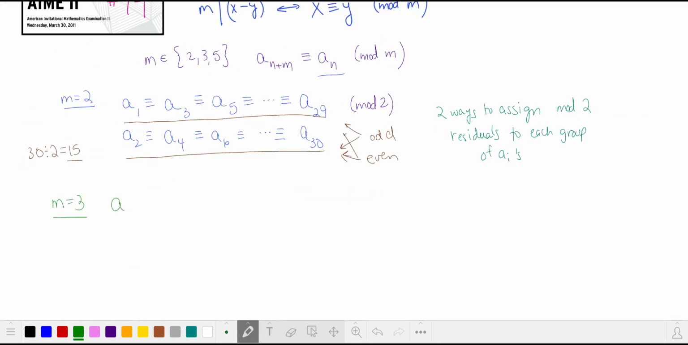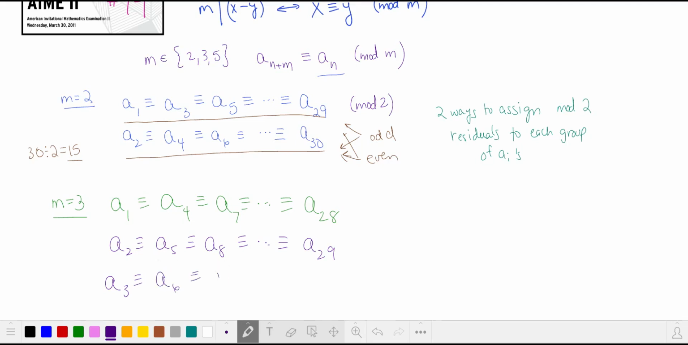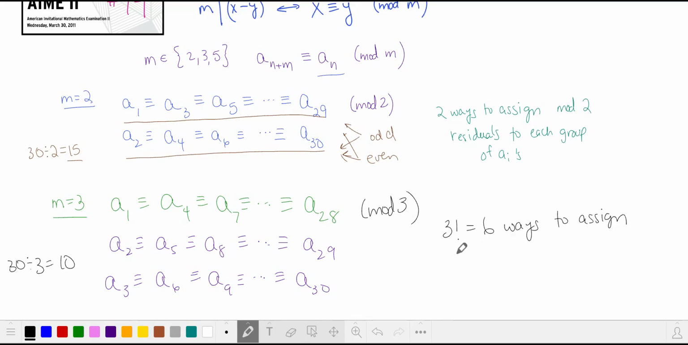If we start with our first term, a sub 1, it's going to be equivalent to a with a subscript that's 3 more than 1, or a4, and so on. This will be equivalent to a7. Our last term that fits this pattern is a sub 28. If we start with a2, this is going to be equivalent to a5, and so on, up to a sub 29. And then if we start with a sub 3, we get all the multiples of 3 here, up to a sub 30. We have three groups of terms with 10 terms each. These are all equivalent in mod 3. So let's say that there are 3 factorial, or 6 ways, to assign one of the mod 3 residuals, either 0, 1, or 2 in mod 3, to each group of 10 terms.